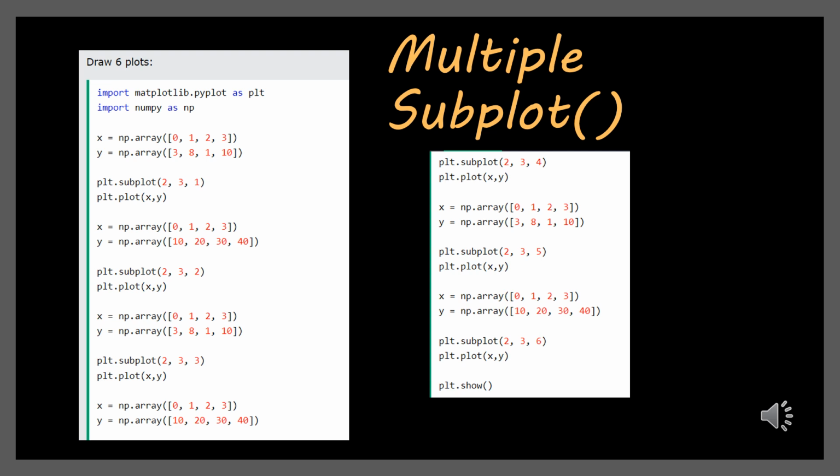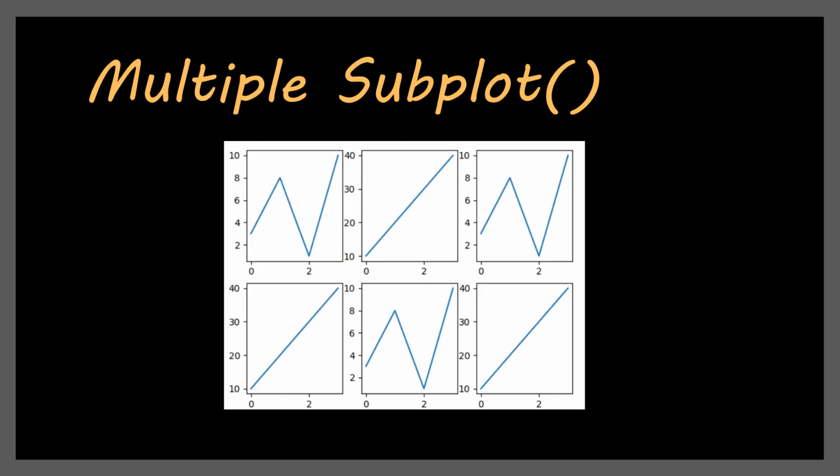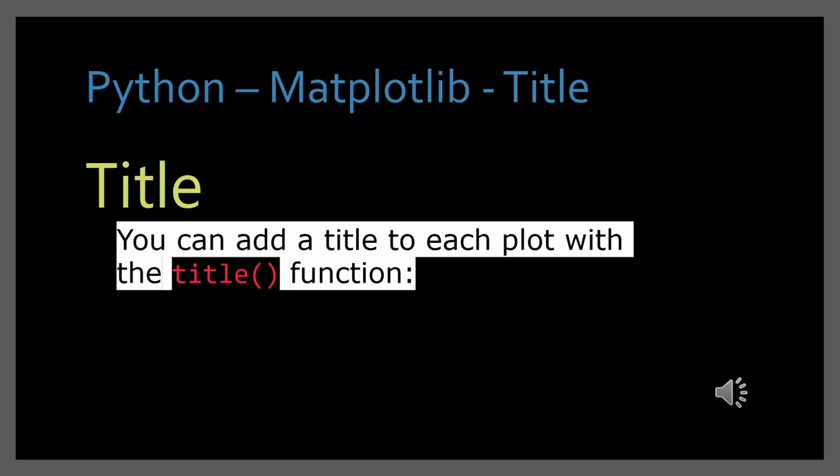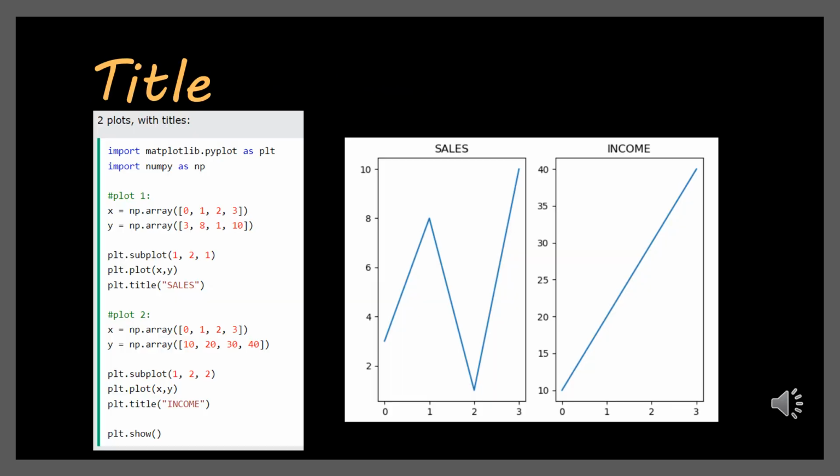You can also have multiple subplots. We can add the title to each plot using the title function. Here we have added 2 titles. First one is sales and second one is income. The plot title of income, the plot title of sales. That is how it is displayed.